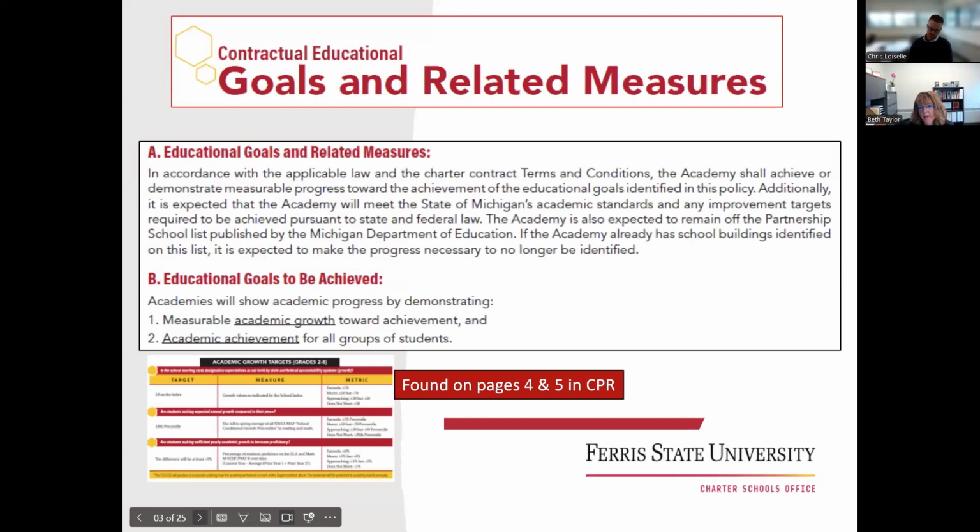Hi, good afternoon, everybody. First of all, if you take a look on page 4 and 5 in your contract performance report, you will see all of the targets that need to be met for academic growth and for academic achievement. If you take a look, you will see that they are laid out with the targets, the measures, and the metric. Now, none of your contractual goals have changed since the previous years. The only thing that you will notice is that we have given an updated, fresh look to the different charts and graphs in the following pages.